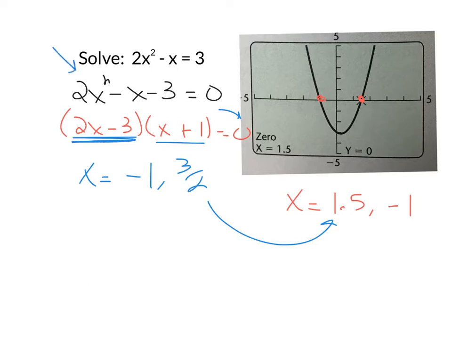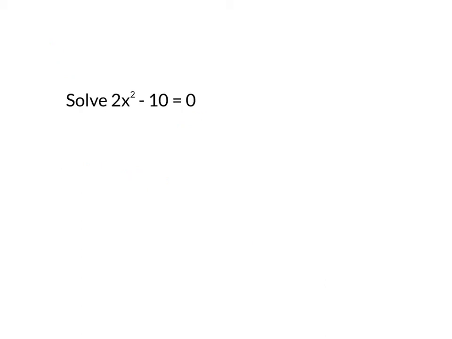So, two ways to look at it. One algebraic option: just factor and get your two answers. The other is the graphing option, where you find your x-intercepts. And you've got to be careful there because it doesn't work every time, and you're about to see why.